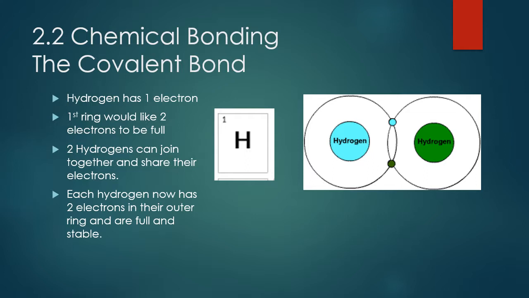They are both full, they are both stable. And so that's a common combination that you see, because when they get close to each other, they share those electrons, they become bonded together in a covalent bond and become more stable.